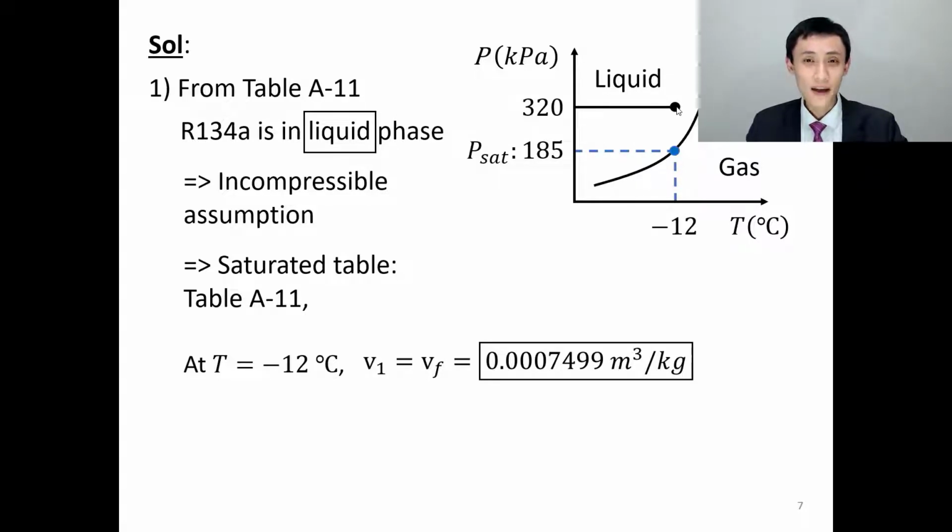If it's a liquid phase, we are going to use the incompressible assumption. So the property only depends on the temperature and won't depend on the pressure anymore. So we use table A11 again because it only depends on the temperature. When the temperature is negative 12 degrees C, the specific volume equals v sub f because we are in the liquid phase. Then this is the answer.